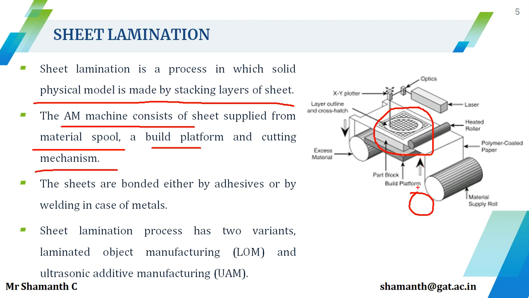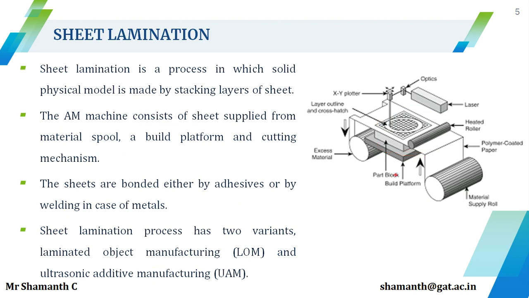As I explained, this is a sheet. One roller contains sheets, the other roller is used to roll the excess sheet remaining after the cutting happens. The sheets are bonded either by adhesives or by welding in the case of metals. So the sheet lamination process has two variants: laminated object manufacturing as well as ultrasonic additive manufacturing. These are the two variants of the sheet lamination process.